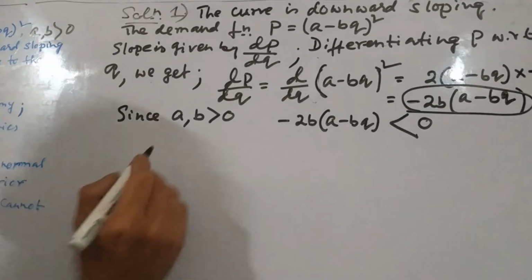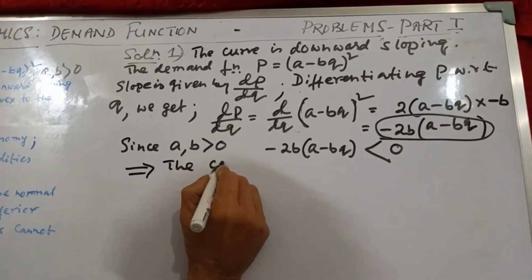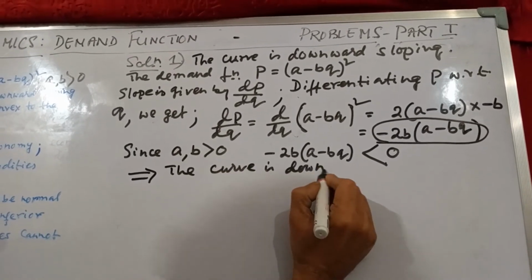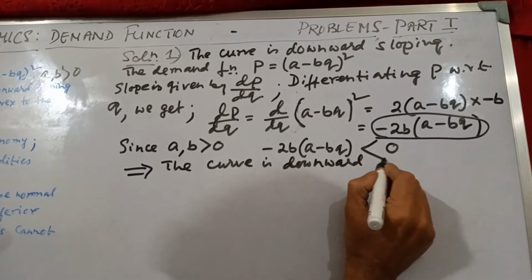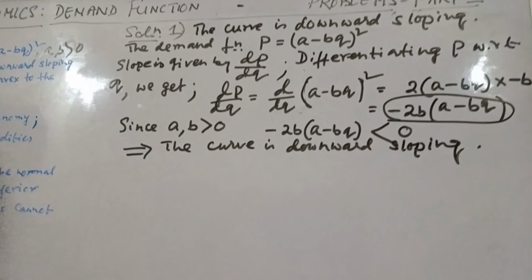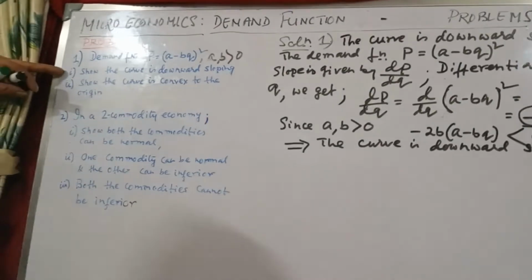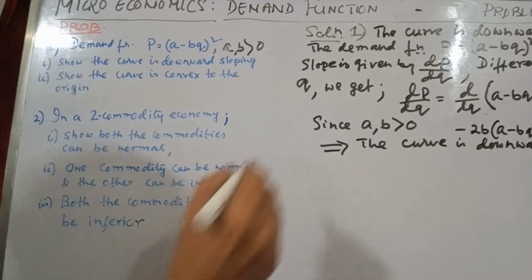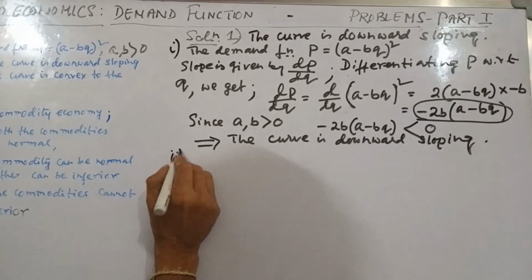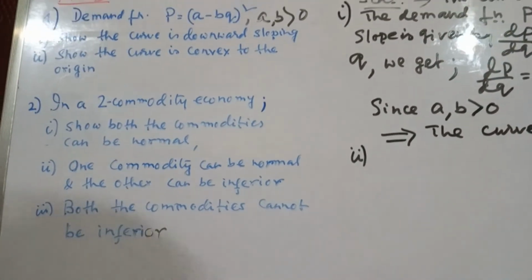Therefore, the curve is downward sloping. So part 1 of problem number 1 is solved. This is part 1. Now here I am solving part 2. That is, we have to show that the curve is convex to the origin.